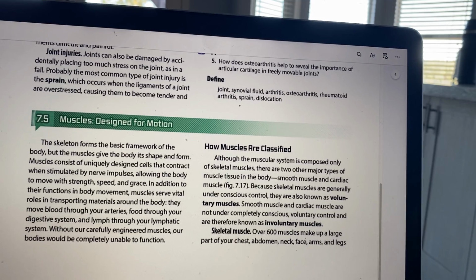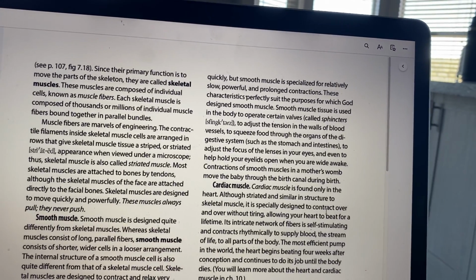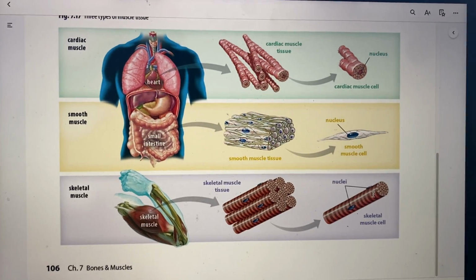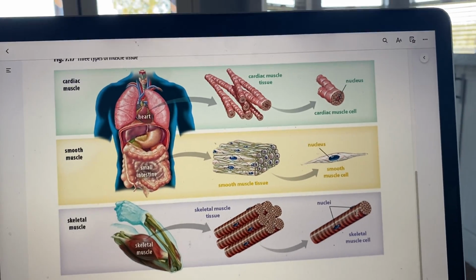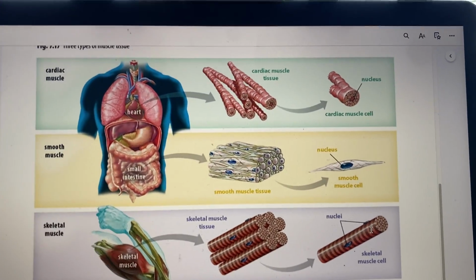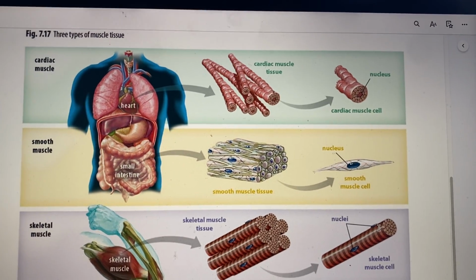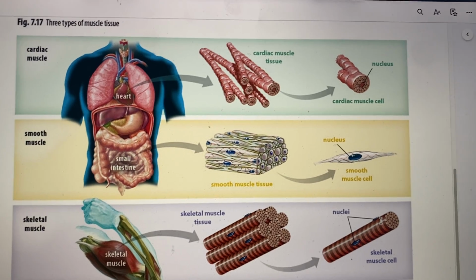So there are different kinds of muscles. Let's talk about the different kinds of muscles here, and this is in your book. There are 3 different ways muscles are classified, 3 different types of muscle classifications. One is the cardiac muscle.